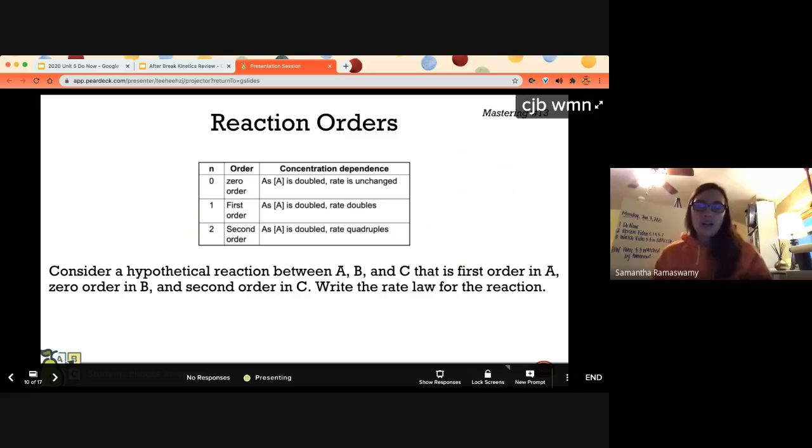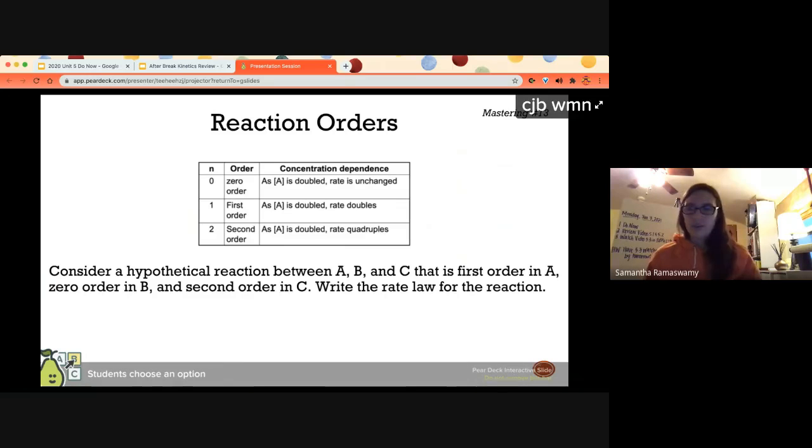So again, going along with reaction orders, you'll notice up at the top, this is mastering number 13. So I gave you that table again that was on the slide before. Consider a hypothetical reaction between A, B, and C that is first order in A, zero order in B, and second order in C. What's the rate law?